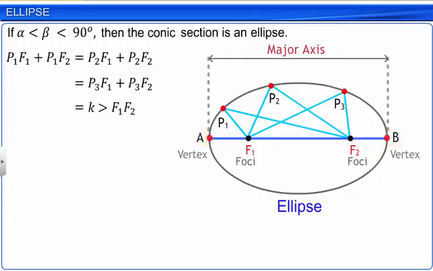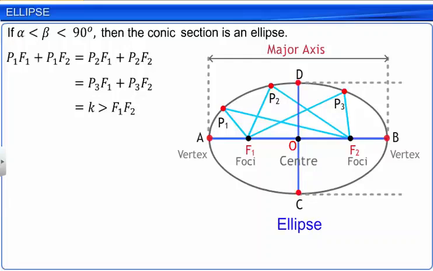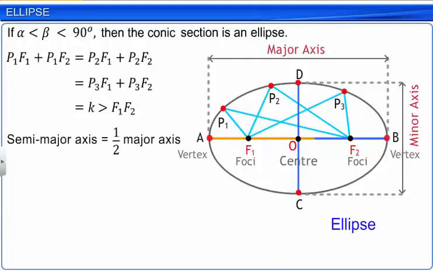The midpoint of the major axis, or the midpoint of the line segment joining the foci of an ellipse, is called the center of the ellipse. The line segment passing through the center of an ellipse and perpendicular to the major axis is called the minor axis of the ellipse. A line segment joining the center of an ellipse to either of its vertices is called a semi-major axis. Clearly, a semi-major axis is half of the major axis of an ellipse.